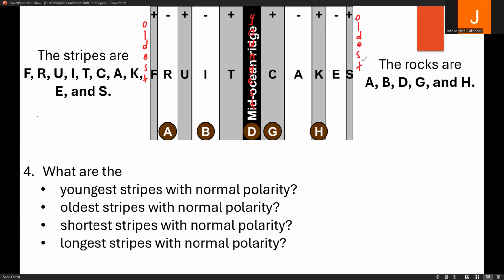Okay, so let's focus first on the stripes that are color gray because the question calls for stripes with normal polarity. So the youngest stripes with normal polarity are the ones closest to the mid-ocean ridge, and they are none other than T and C. For the oldest stripes with normal polarity, those farthest from the mid-ocean ridge, they are none other than F and S.